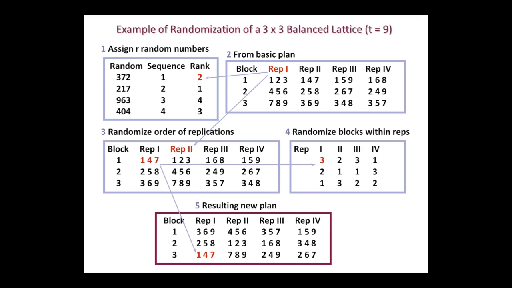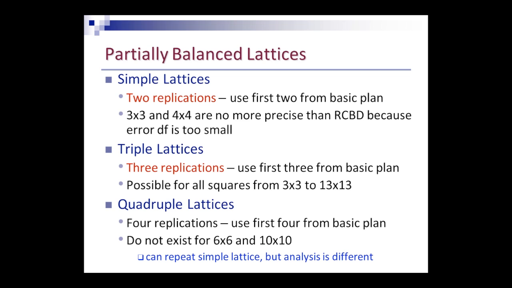So for example, if you were doing a 3x3 balanced lattice with 9 treatments, you would come up with a random number sequence. Say for example, you have a rank of 2 here. That would imply that the first rep would go into the 2nd position. That's randomizing the order of the replications. And then you would need to randomize the blocks in reps, so you get another random number, and that would tell you that this first block here needs to go down into the 3rd position within that rep. So that would be your new plan. You would have randomized both the replications and the blocks within the reps.